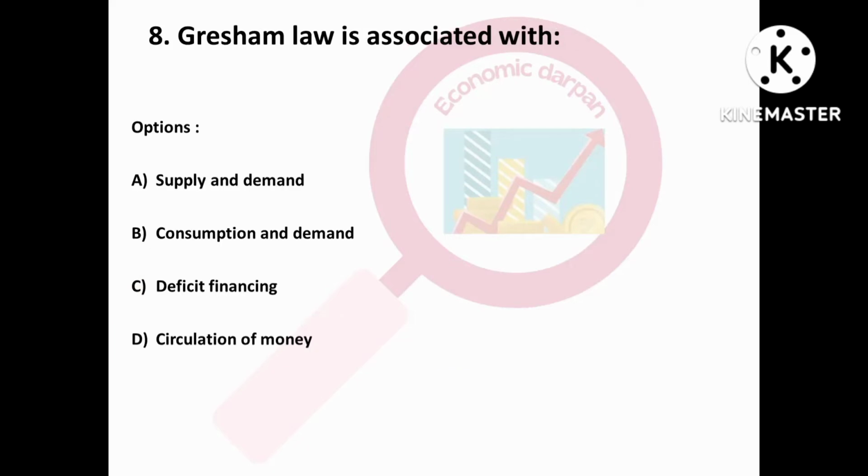Question number 8. Gresham's law is associated with: option A, supply and demand; option B, consumption and demand; option C, deficit financing; and option D is circulation of money. So Gresham's law is associated with the circulation of money. So option D is right.